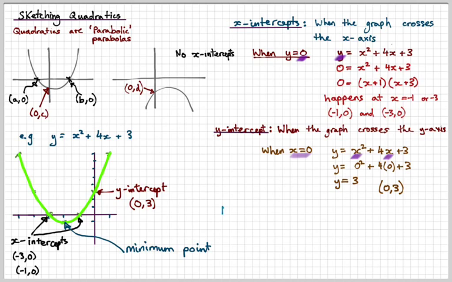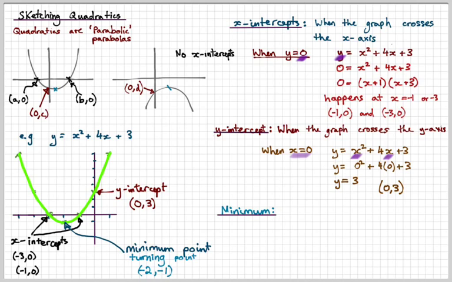Okay, finally, let's look at the minimum. So the minimum point is highlighted on the bottom left. I'm going to give another name for this. It's also called a turning point. We'll go through turning points a bit later in the course. Okay, so in this particular example, the turning point, or the minimum point, happens at -2, -1.